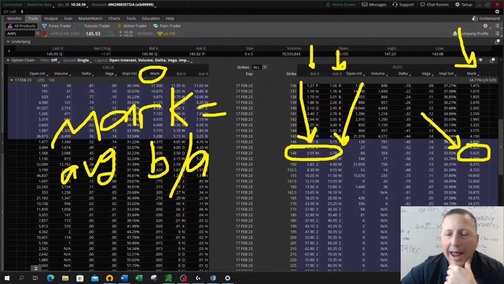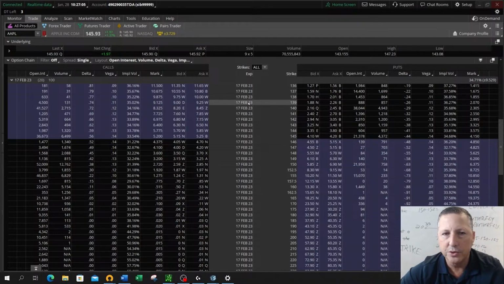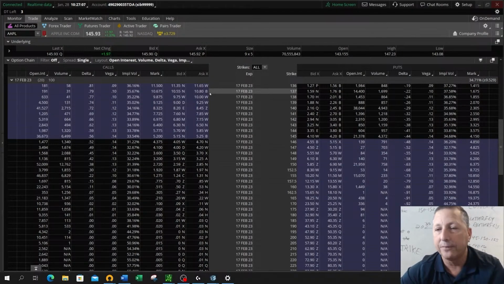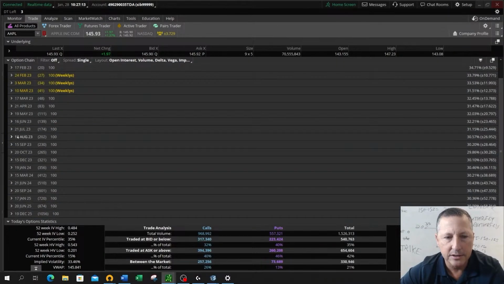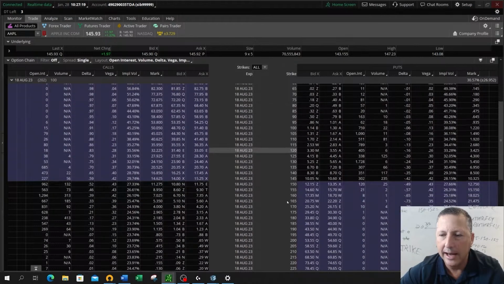So I get this question every single day. One of our students, one of our traders will say, hey, the mark is $9 and I'm offered at $8.80. Why aren't I getting filled? Well, that's because the mark, again, is only the average or the midpoint between the bid and the offer. All right, so that is the option chain on Thinkorswim. And again, if I wanted to look at a different expiration, all I have to do is click right over here. It lists all of my options, and I can go to any option chain, any expiration I want.